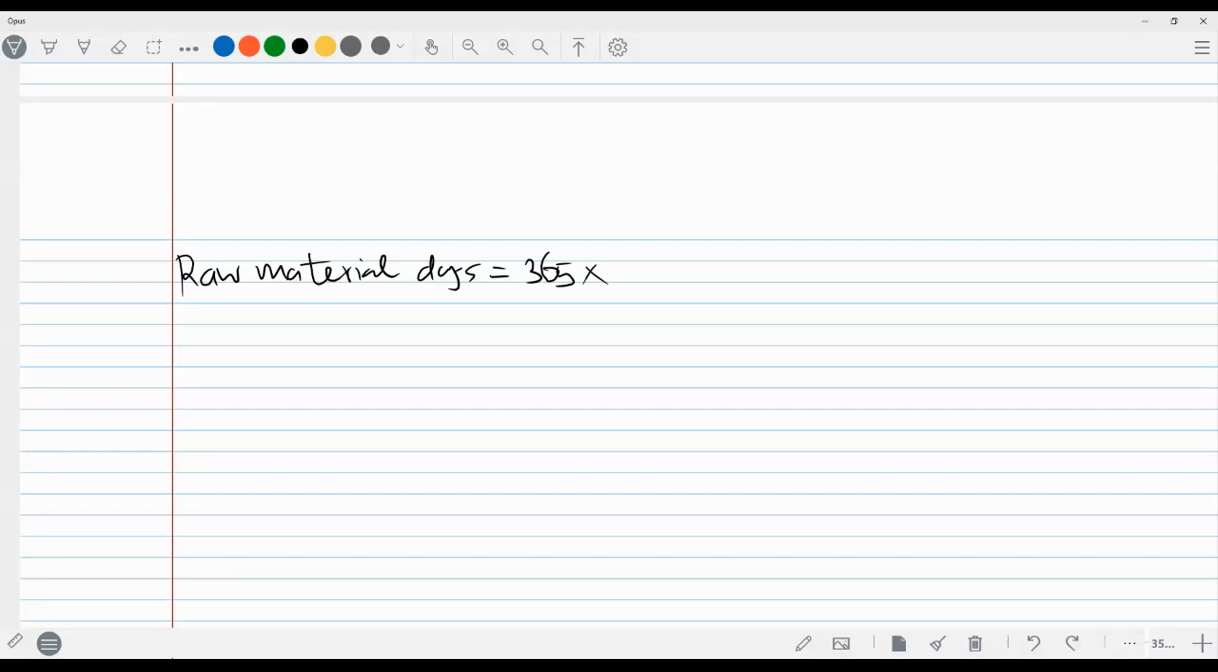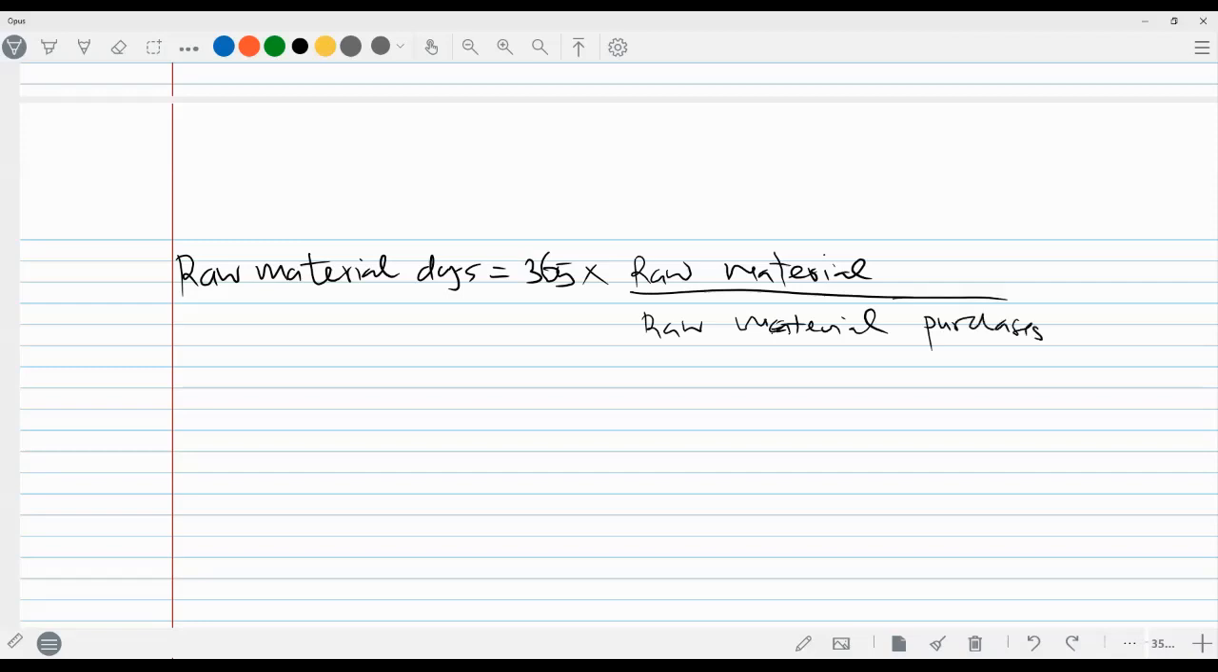We multiply by the amount the company invests towards the raw material. So generally at any point in time, how much does the company have in stock? How much material does the company have in stock? Raw material. We divide by within that year, what was the total raw material that company purchased? Raw material purchases. That's how you get the raw material days.